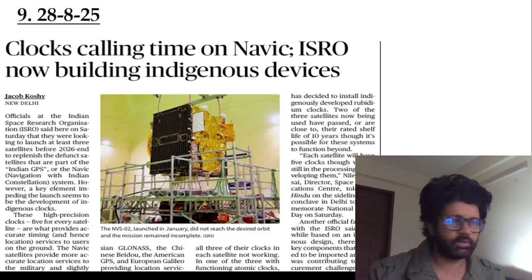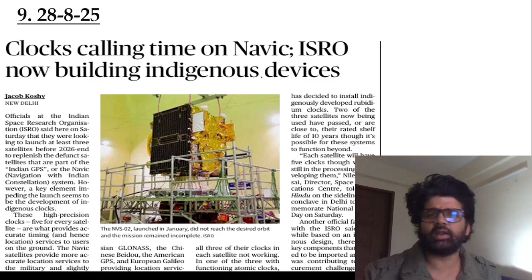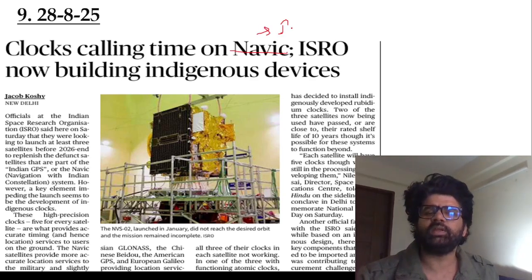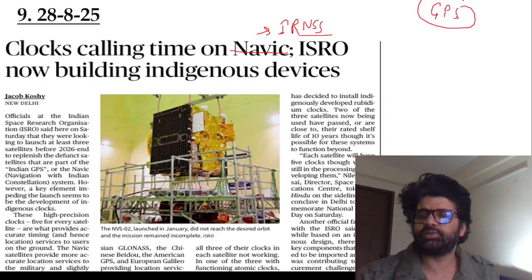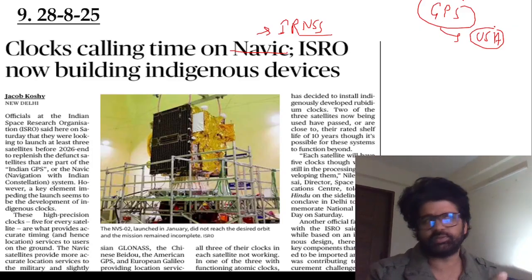So NavIC, earlier you also called it IRNSS, Indian Regional Navigation Satellite System. What is the meaning here? See, we all use GPS, right? Global Positioning System, which is of the USA. It's a global positioning navigational system. It tells you where to go, what to do, and so on.